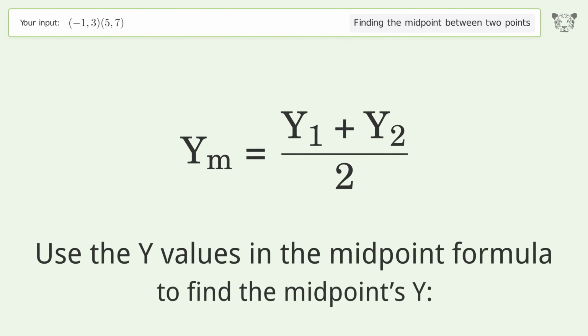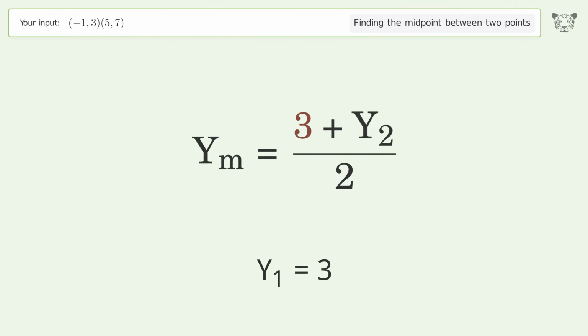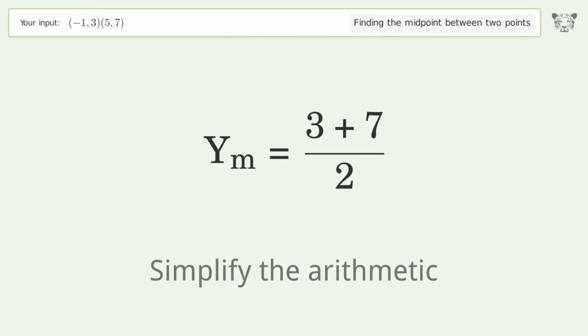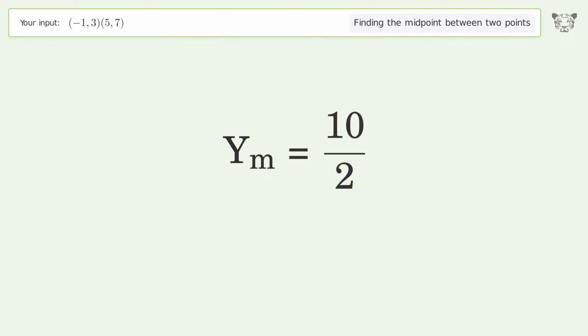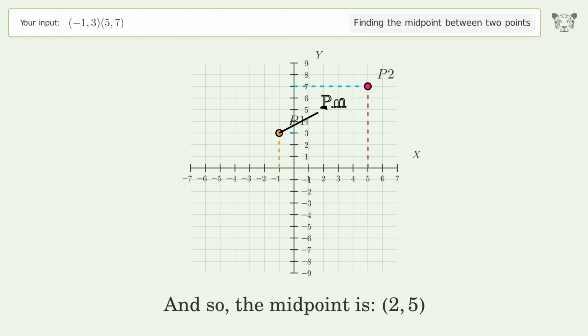Use the y values in the midpoint formula to find the midpoint's y. y1 equals 3. y2 equals 7. Simplify the arithmetic. And so, the midpoint is 2, 5.